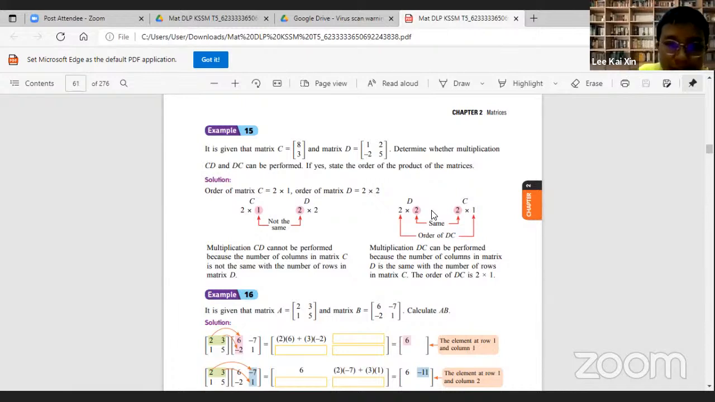So we look at the explanation. Multiplication DC can be performed because the number of columns in matrix D is the same as the number of rows in matrix C. So the order is 2 times 1, so it's a 2 times 1 matrix. So we cancel it off like that.